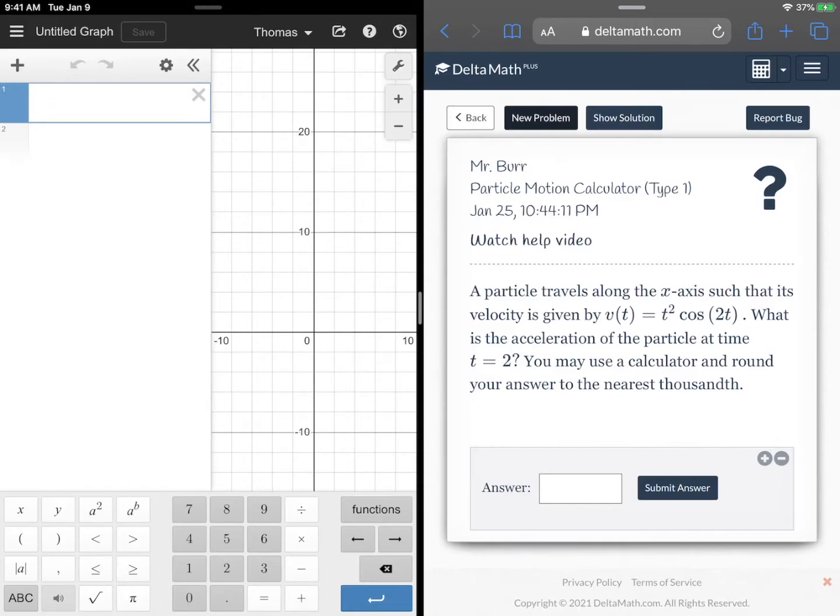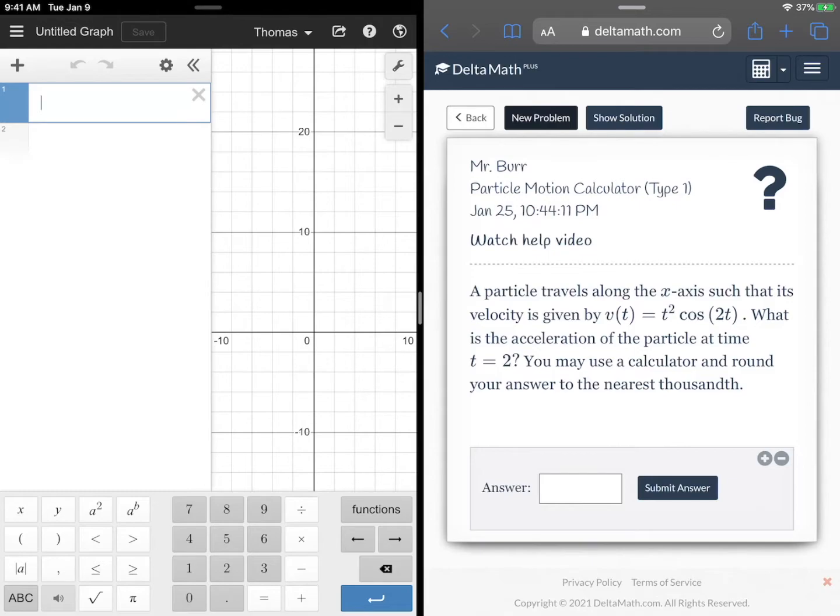and here's what one might look like. A particle travels along the x-axis such that its velocity is given by v of t equals t squared times the cosine of 2t. What is the acceleration of the particle at the time t equals 2? You may use a calculator and round your answer to the nearest thousandths, so to the third place there. So there's a couple ways to do this problem.